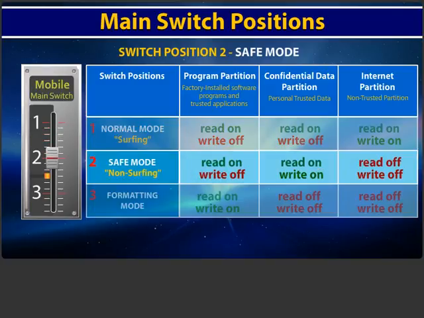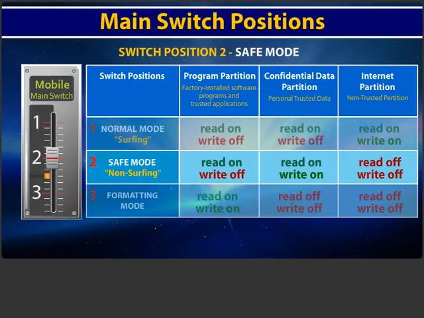At position 2, the so-called safe mode position, we are not surfing the net, and all factory-installed operating systems and trusted applications on the program partition are safe from alteration, while non-trusted data located on the Internet partition are disabled and inaccessible. Thus, no virus potentially present on the Internet partition can gain access to the other 2 partitions. Furthermore, personal trusted data located on the confidential partition can be read and written, so new phone numbers, multimedia files, or other trusted data can be added.